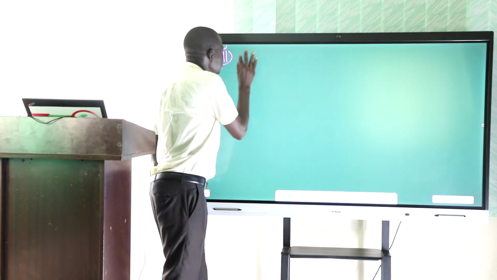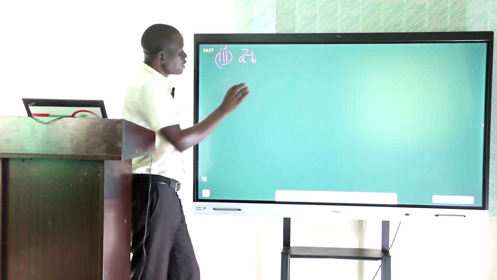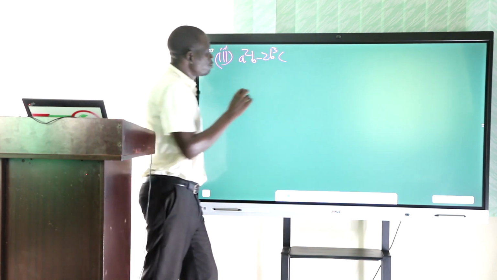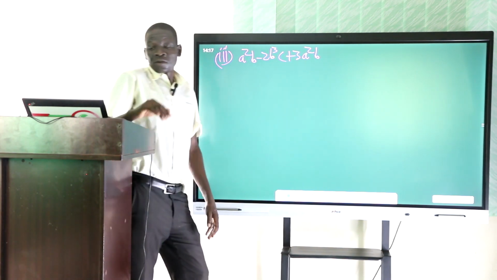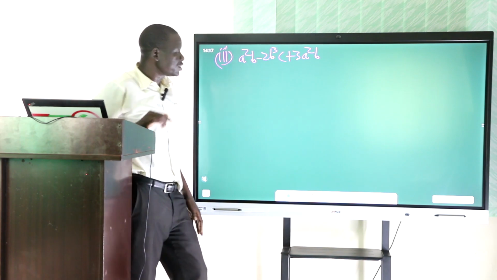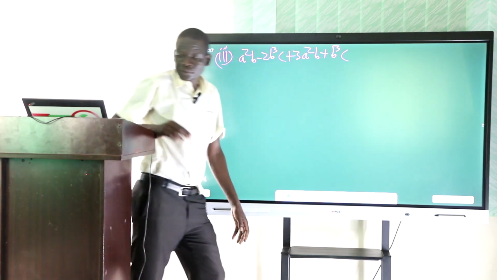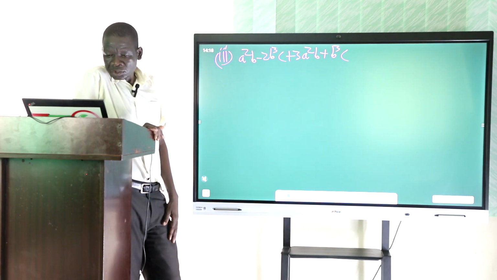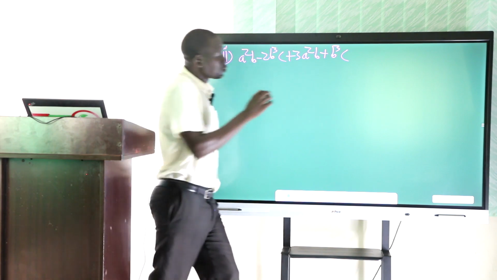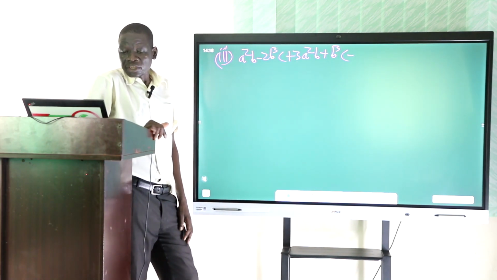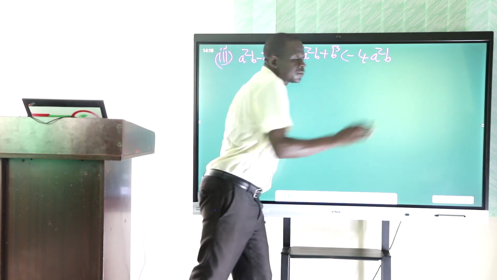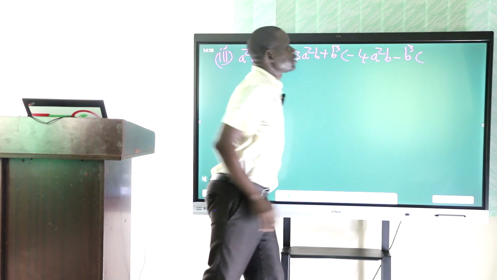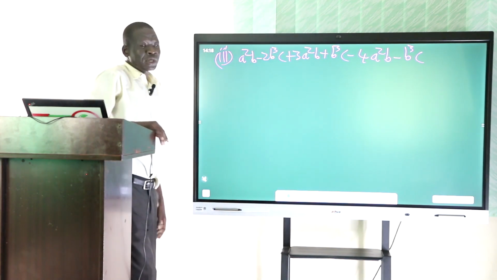a squared b minus 2b cubed c plus 3a squared b plus b cubed c, then minus 4a squared b, then minus b cubed c. So we want to simplify that.